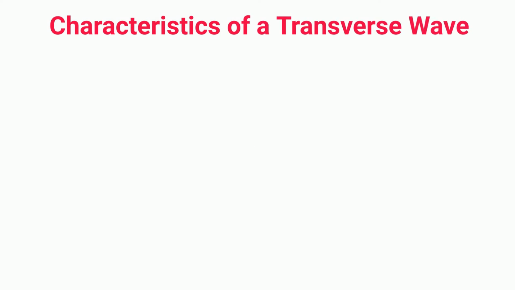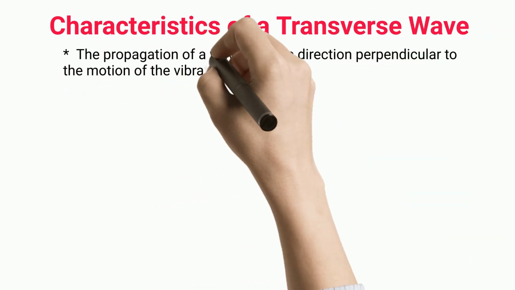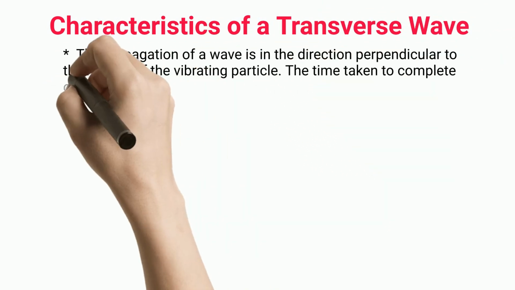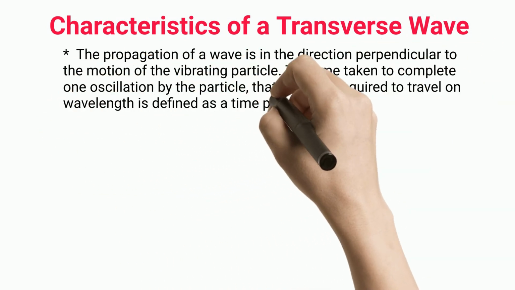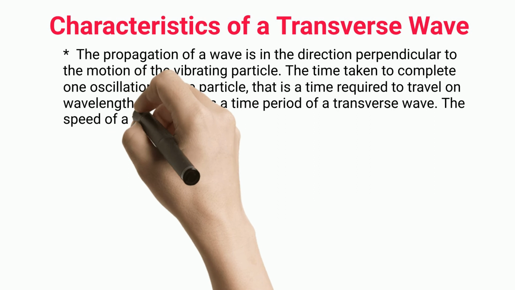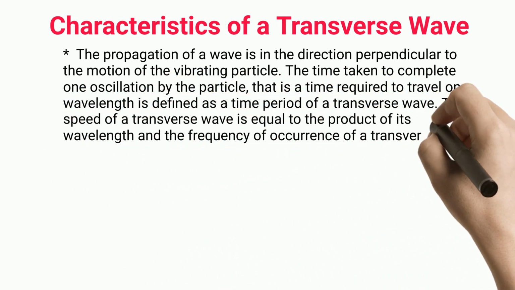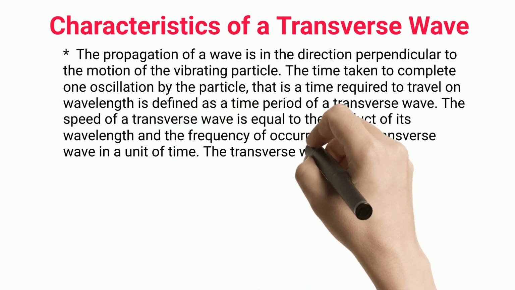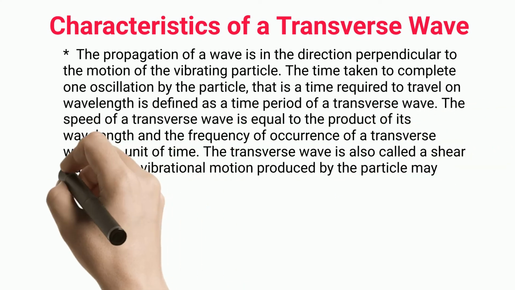Characteristics of a transverse wave. The propagation of a wave is in the direction perpendicular to the motion of the vibrating particle. The time taken to complete one oscillation by the particle, that is, the time required to travel one wavelength, is defined as the time period of a transverse wave. The speed of a transverse wave is equal to the product of its wavelength and the frequency of occurrence of a transverse wave in a unit of time.